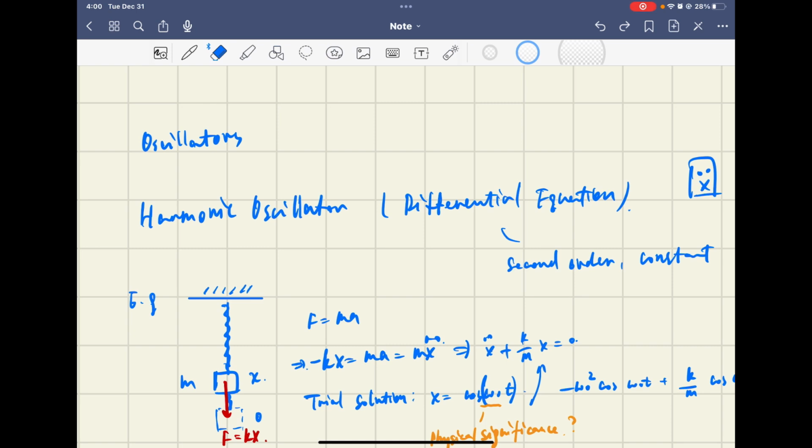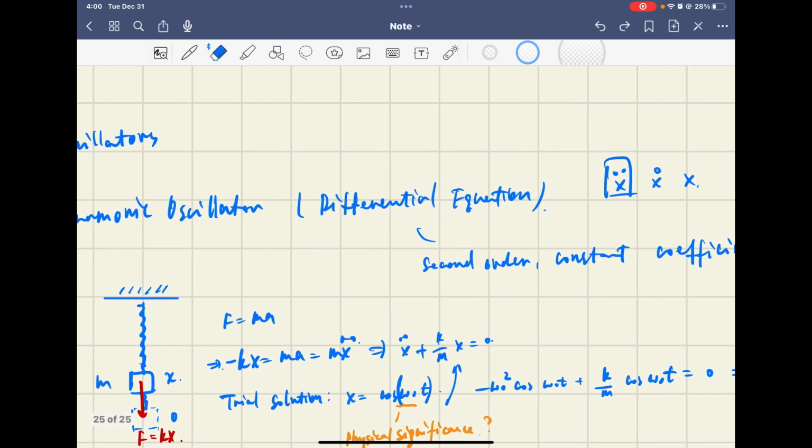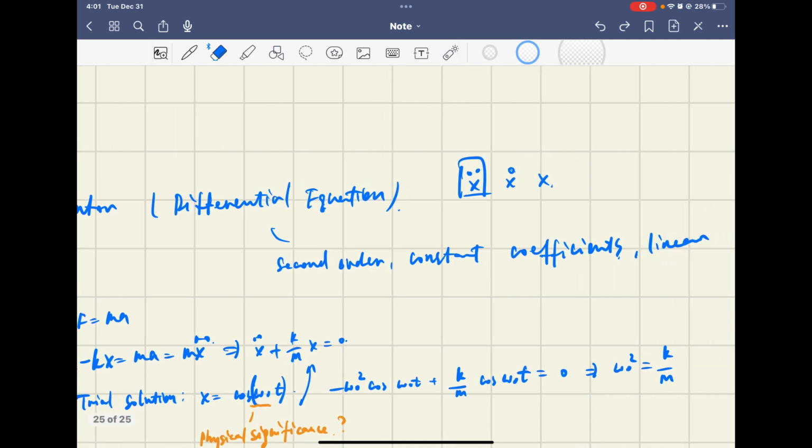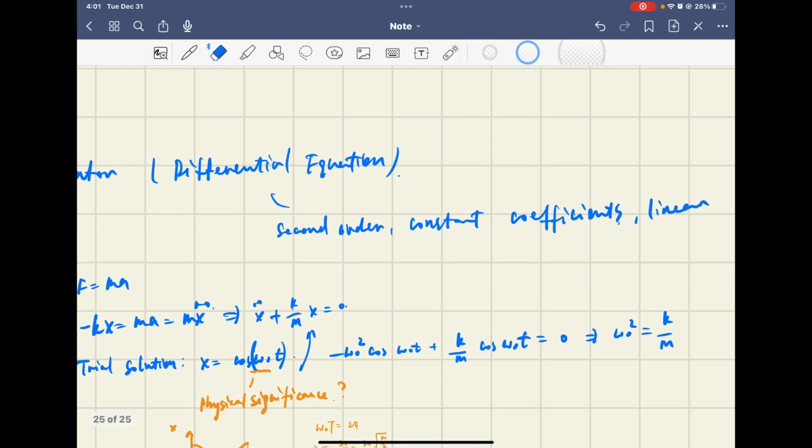So for harmonic oscillators, the equation of motion is a second order differential equation with constant coefficients and is also linear. I'm going to explain these terms one by one. By the term second order, it means that the highest order of derivative is second. It will not contain terms like this. So this belongs to order 3 and it exceeds the highest order.